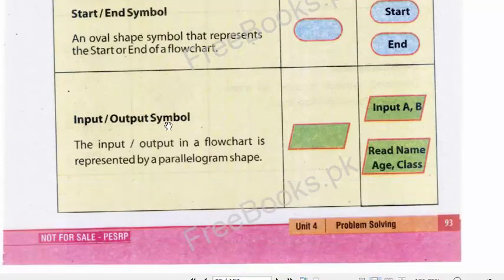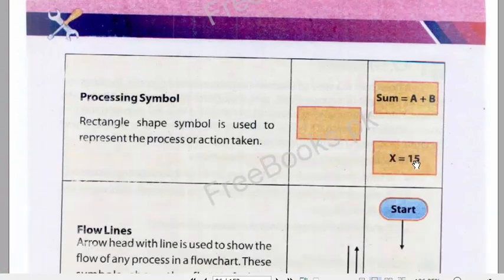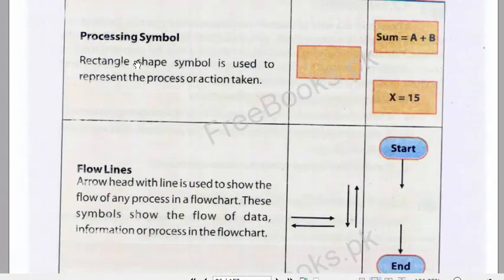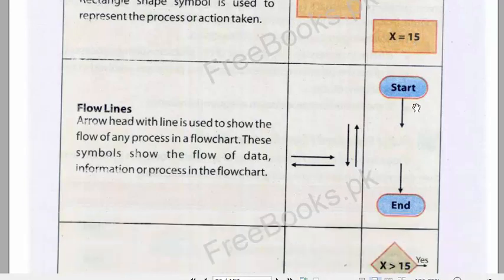Next is the input or output symbol. Input and output in a flowchart are represented by a parallelogram shape. This one: input a, b; read name, age, class. Next is the processing symbol. It is represented by a rectangle. A rectangle shape symbol is used to represent the process or action taken. For example, sum = a + b. It is adding a and b, and then assigned to sum, and here x is assigned a value 15.